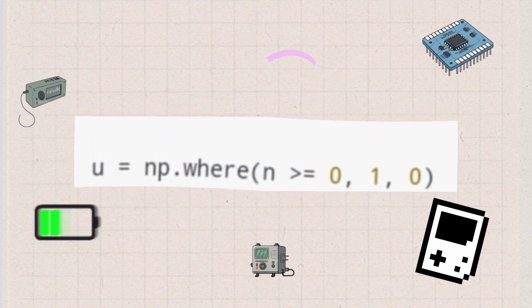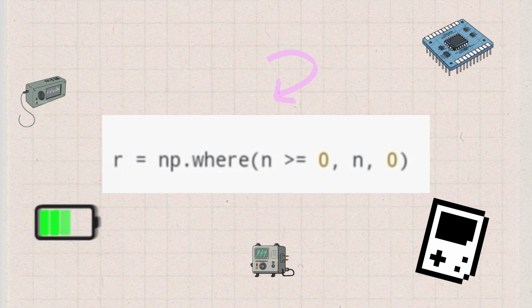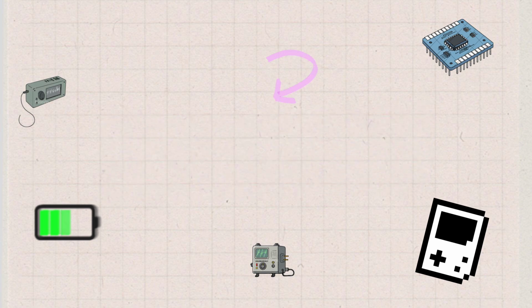B. Unit step signal. This signal is 0 for all negative n and 1 for n greater than or equal to 0. It represents a signal that turns on at n equal to 0 and stays on afterwards. C. Ramp signal. This one increases linearly. It's 0 before n equal to 0 and then grows as n increases. It's basically a ramp that starts from 0 and goes up to 10 at the end.